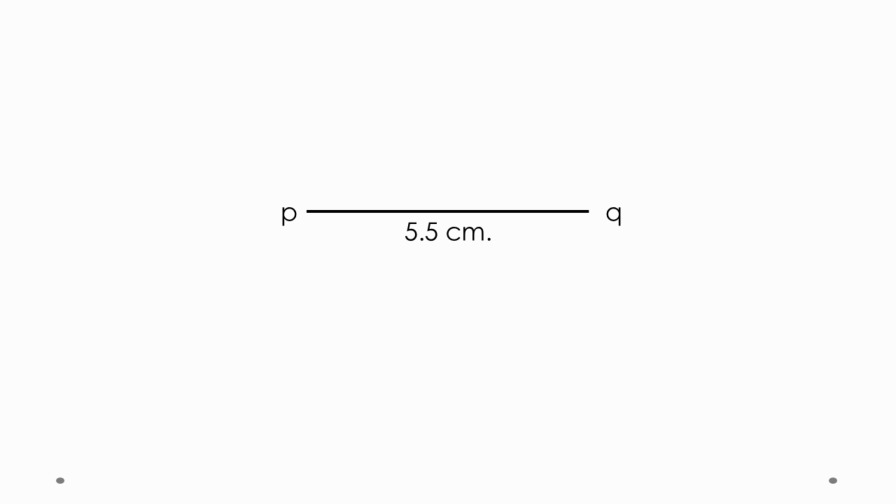Copy of a line segment. Suppose a 5.5 centimeters line segment PQ is given and we have to create another line segment of the same measure. How can we do that without using a ruler? Let's see. Use the compass to measure PQ by coinciding both the points of the compass with the endpoints P and Q.